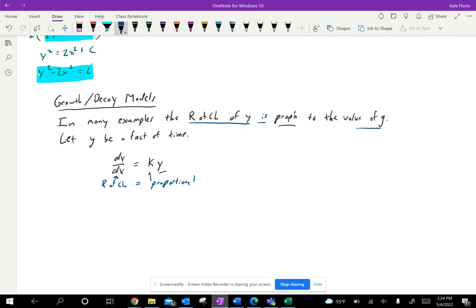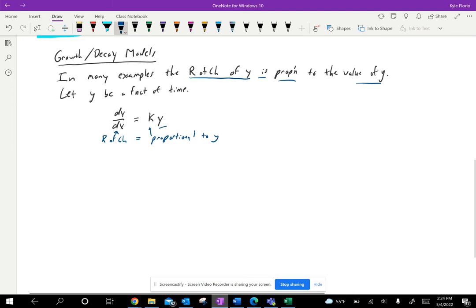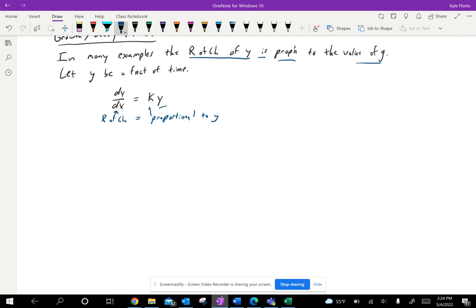Okay, so algebraically, dy dx equals ky is how we can represent that the rate of change of y is proportional to the value of y. Okay, so I'm going to tell you the solution to this differential equation, and then we're going to actually do it together.